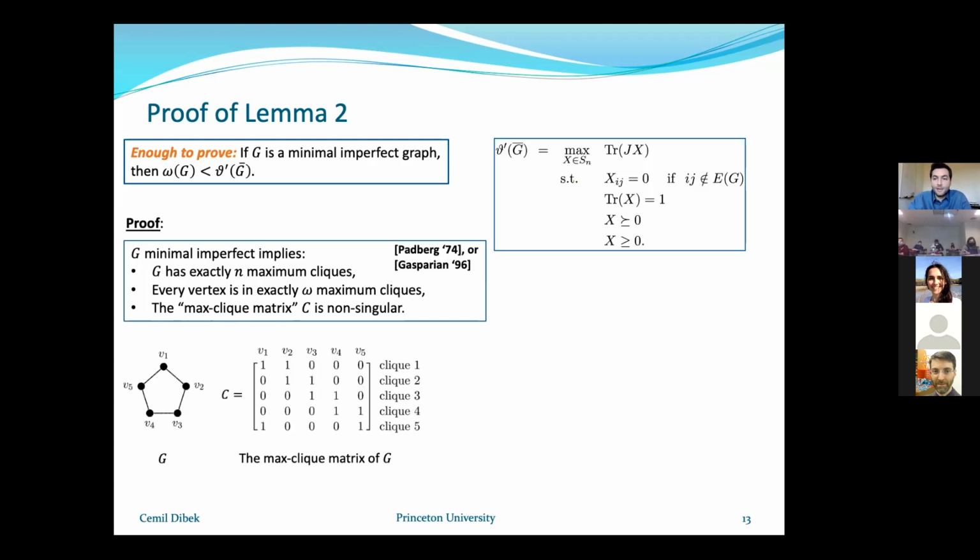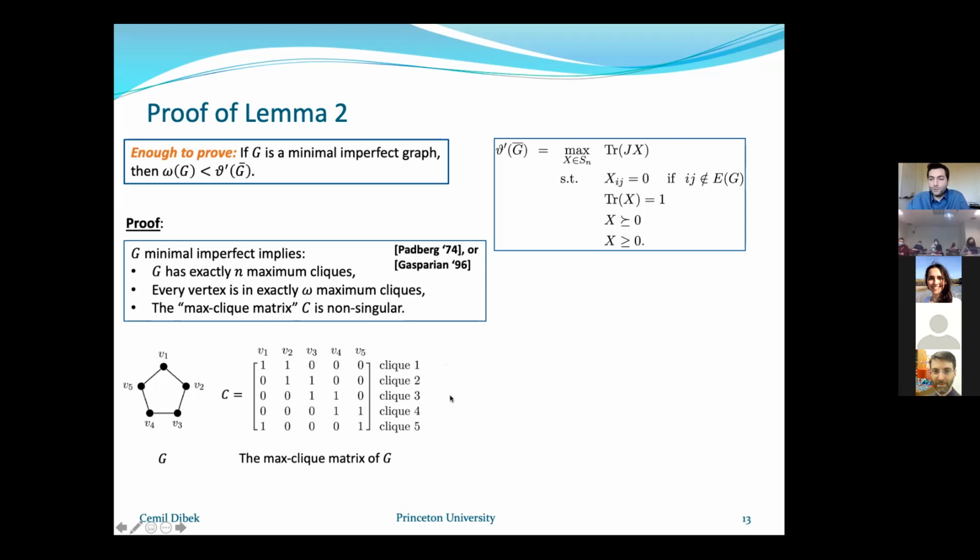So what is this maximum clique matrix? It's simply a matrix constructed from the maximum cliques of the graph. So here is an example. The columns represent the vertices, the rows represent the maximum cliques, and you simply put a 1 if that vertex is in that maximum clique and 0 otherwise. This is called the maximum clique matrix of a graph. And in our case, since G has exactly n maximum cliques, this matrix will be n by n. We will have n vertices and n maximum cliques, so this is going to be n by n.